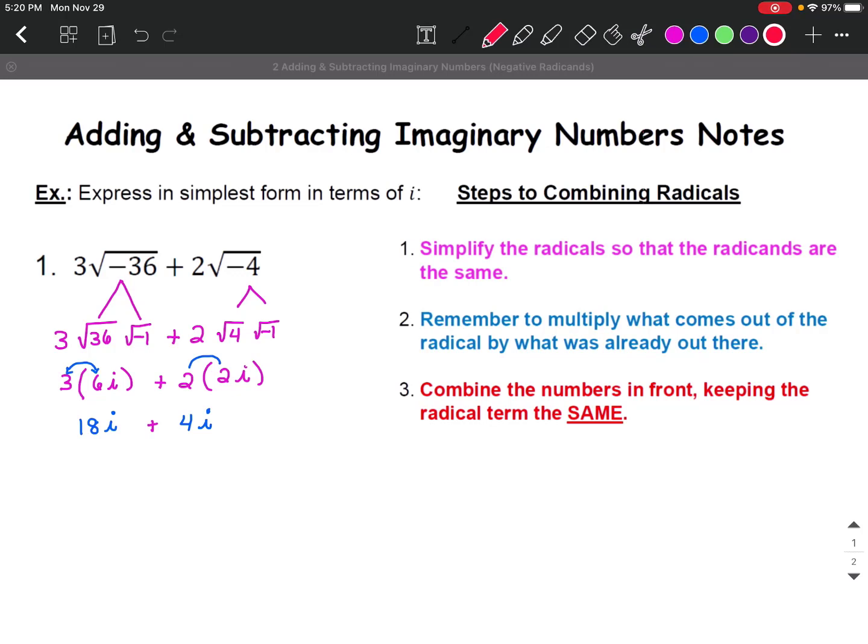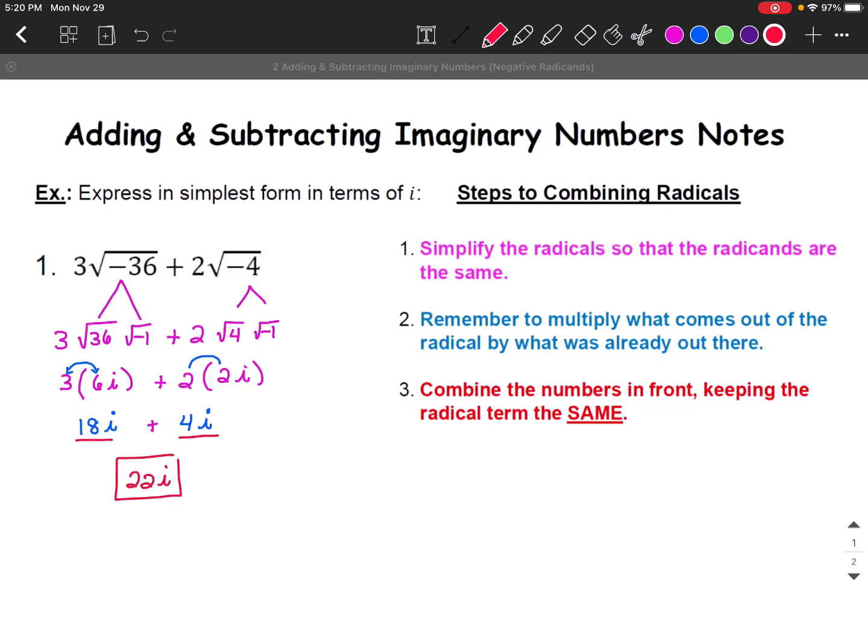Now the last step is to combine the numbers in front, keeping the radical term if you have it, or in this case, we only have i's. So it's just like adding variables with x's. If we had 2x's plus 3x's, we'd add the 2 and 3 and say we have 5x's. So we have 18i's plus 4i's. We have 22i. And there's our answer.